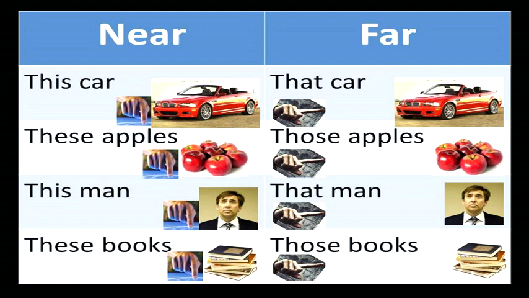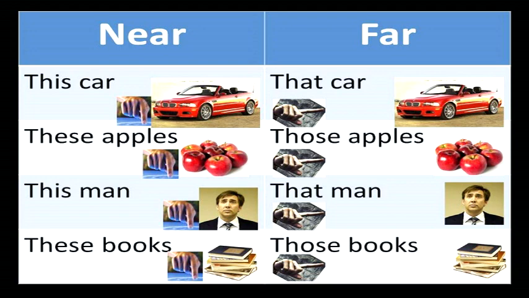Now, see some more examples for near objects and for far objects. This car. It is a singular car, so the word this is used. These apples. Because they are plural, the word changes to these. This man. These books. And remember, the noun is there within.